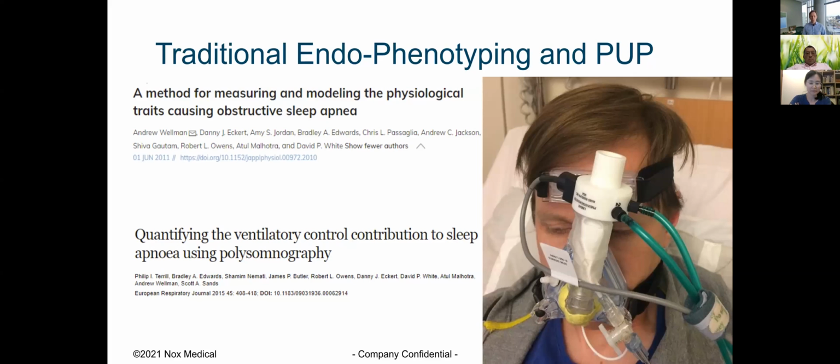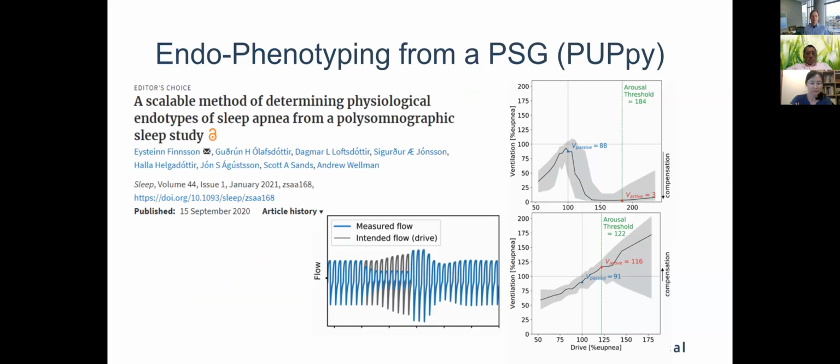But what they did then following this is that they were trying to develop methods of getting the endophenotypes using just a standard polysomnography. And really the trick there is to measure ventilation accurately. But in 2015, they published this paper using a MATLAB algorithm called PUP, phenotyping using polysomnography. And following this, we've been collaborating closely with them. And in 2020, we actually published a paper with them on our implementation of the PUP algorithm, which we call PUP-Py, because we write it in the programming language Python, and then it's customized to end everything with Py. And we get this very nice acronym.